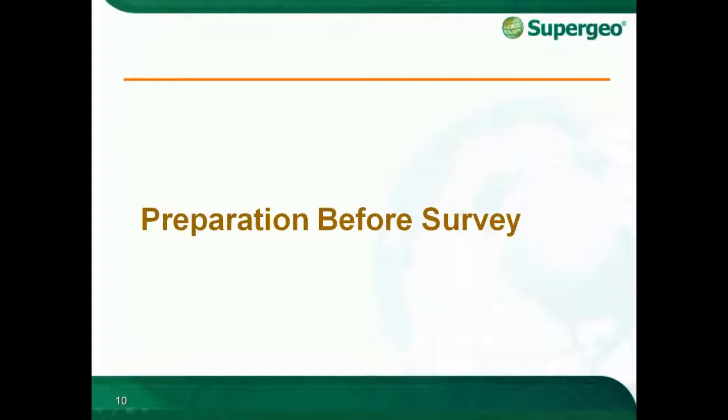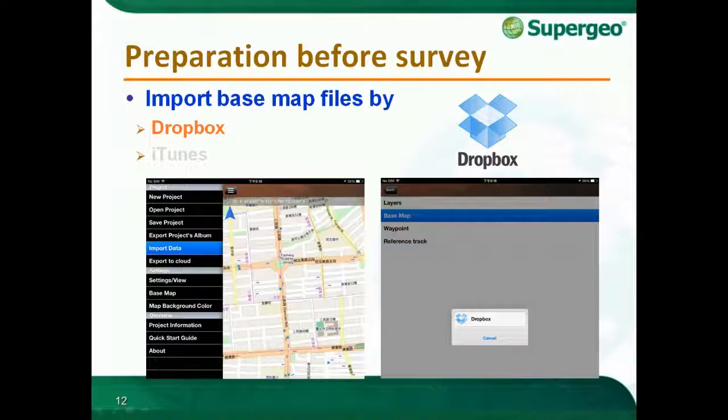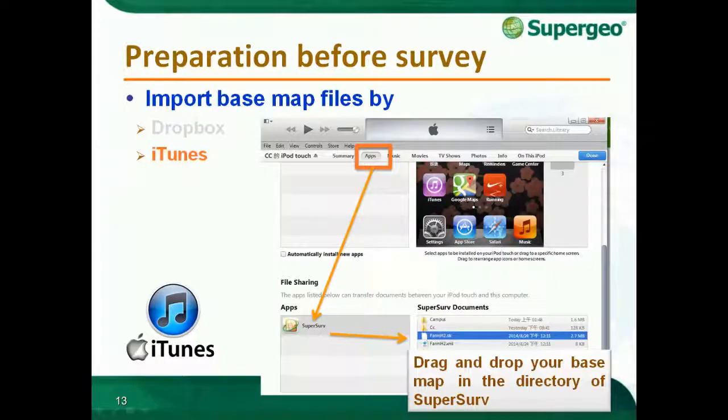The preparation before survey. SuperSurv allows you to bring in your own base map, and the format is the STC map cache file. During the survey, you don't want the photos or satellite images to occupy too much memory. So you can make an STC base map with the cache generator from SuperGIS Desktop. After creating your base map, you can import it by Dropbox or by iTunes. After your device is connected with the computer, click Apps and select SuperSurv. Now just drag and drop your base map into the directory of SuperSurv.